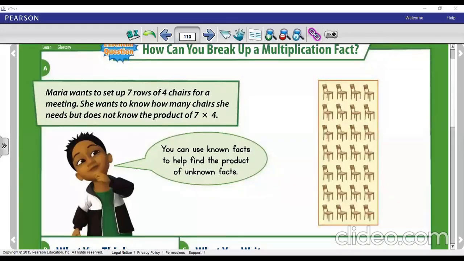Hello, grade 3. Our lesson today is lesson 3-1, the distributive property. Please open your book on page 110.